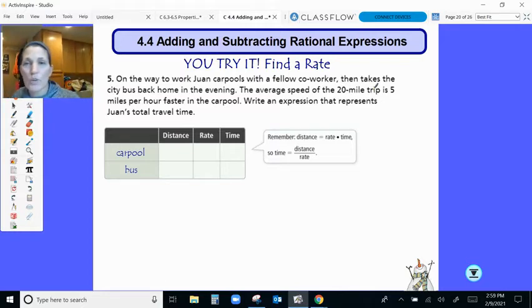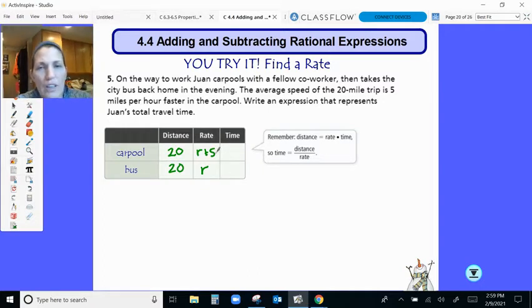The average speed of the 20-mile trip, so 20 miles, we know the distance right here. So we're going to put 20 in for our distance. It is 5 miles an hour faster in the carpool. So if my bus has rate R, my carpool is R plus 5. Right, it's 5 miles an hour faster. Okay, write an expression that represents Juan's total travel time.